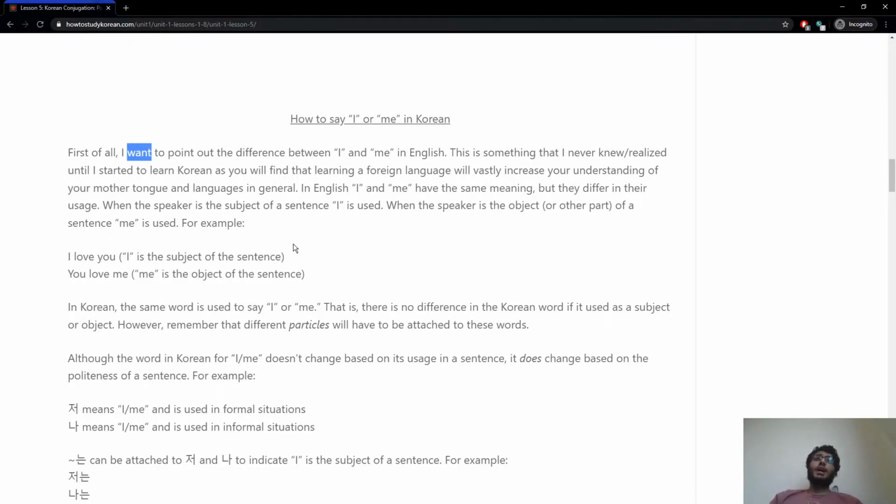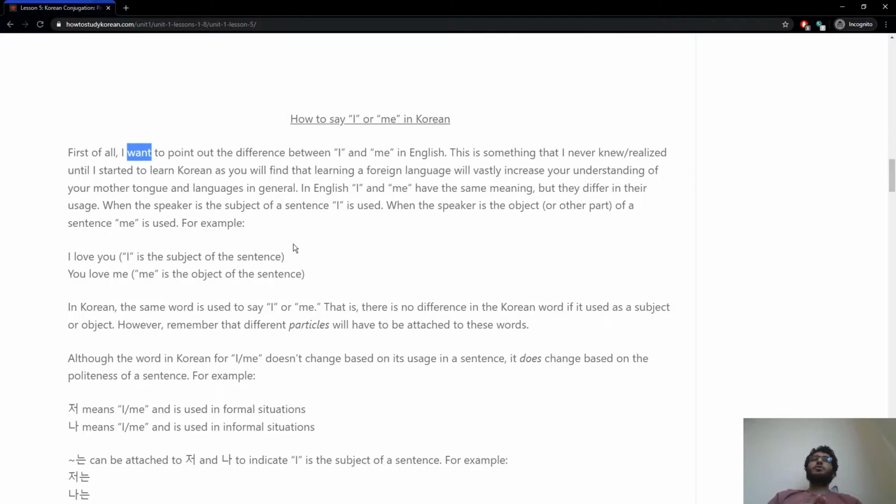In English, I and me have the same meaning, but they differ in their usage. When the speaker is the subject of a sentence, I is used. When the speaker is the object, or other part, of a sentence, me is used. So, for example, I love you, I is the subject, so I use I. You love me, now I'm the object, so you would use me.